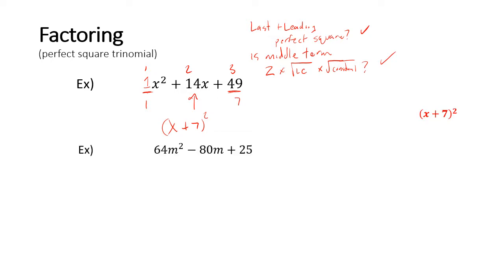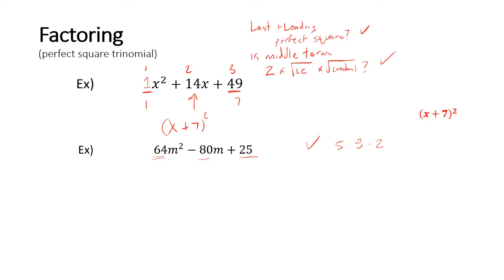Okay, this next one, right, same thing. Is 25 a perfect square, and is 64 a perfect square? Yes, okay, that's step 1. Then, the square root of 25 is 5, right? And the square root of 64 is 8. So is 80 2 times 8 times 5? Yeah, it is. Now notice it's negative 80.